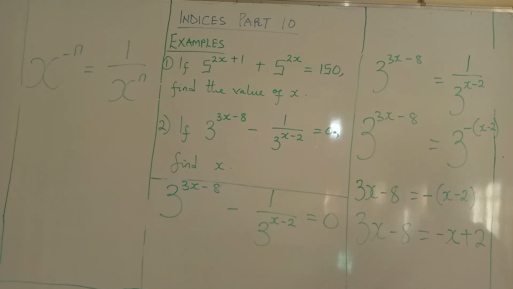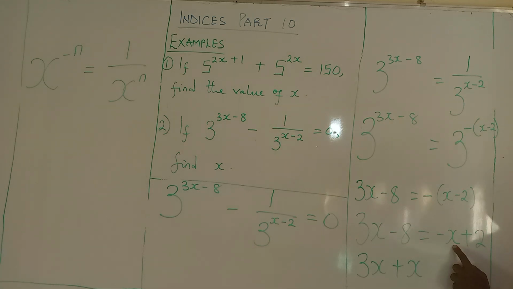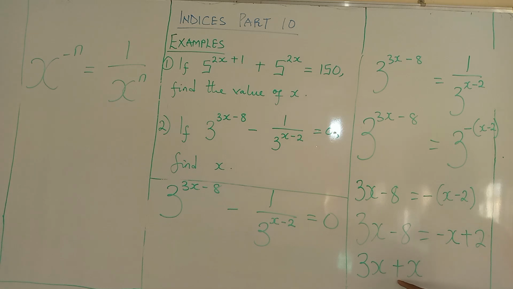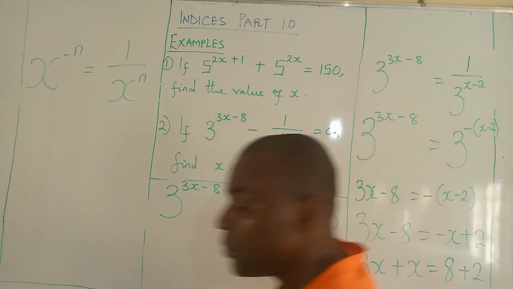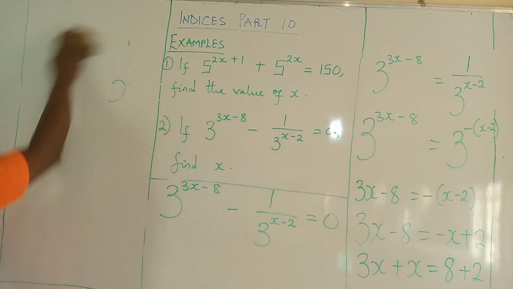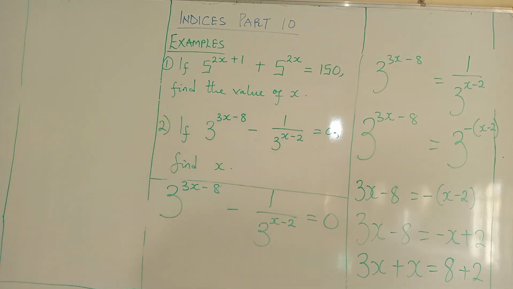Collect like terms. You cannot add these two because they are not like terms. You cannot subtract these two because they are not like terms. So if we collect like terms, you have 3x plus x. That is when minus x crosses over to the other side to become positive. And then when 8 crosses over to this side to become positive. And so that will give us 3x plus x is 4x is equal to 8 plus 2 is 10.